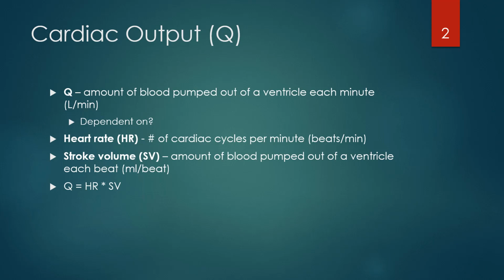And then also the stroke volume. Stroke volume is the amount of blood pumped out of a ventricle each beat. The units are commonly in milliliters per beat. So the standard equation that you may have seen before is cardiac output is determined by heart rate times stroke volume.